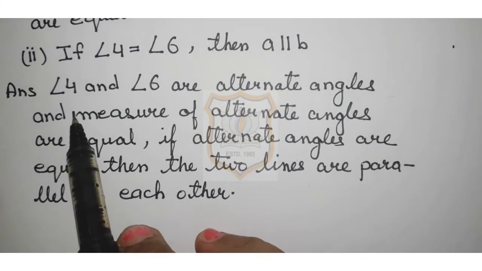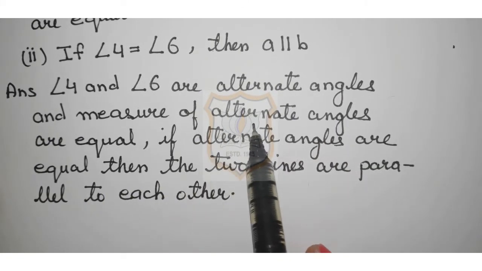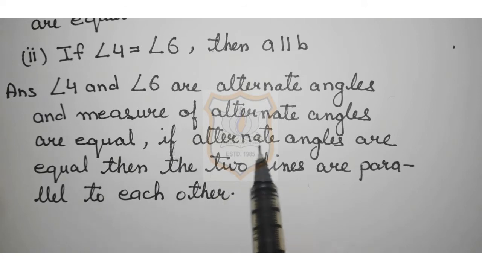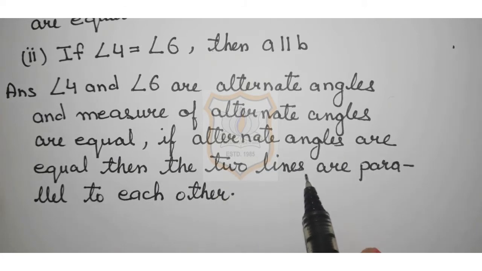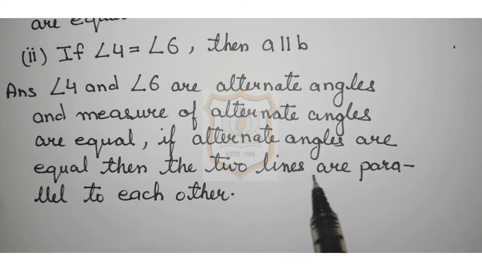So, angle 4 and angle 6 are alternate angles and measure of alternate angles are equal. That I have told you. If alternate angles are equal, then two lines are parallel to each other. This is the property of parallel lines that I have told you in my introductory video, that if alternate angles or corresponding angles or interior angles on the same side of the transversal are equal, then the two lines are parallel to each other.